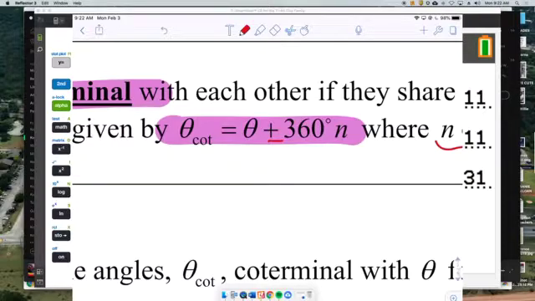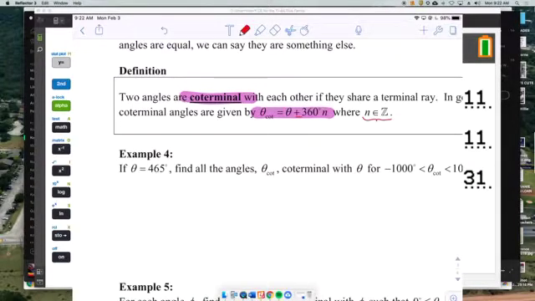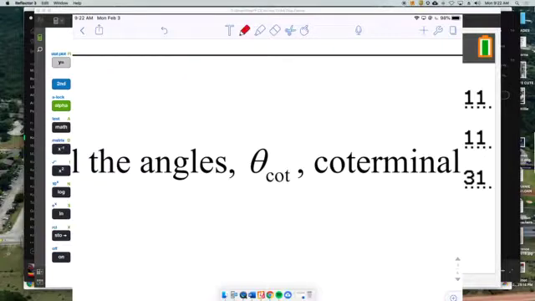So yes, an angle can be coterminal with itself by definition. All right. Cool. All right. Are you ready to try example 4? Heck yeah. If theta equals 465 degrees, we want to find all the angles theta subscript coterminal.